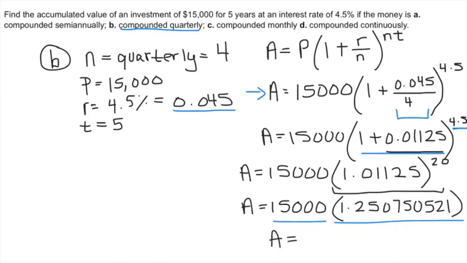And we get A equals 18,761.25781. And since this is a monetary value, I want to round to the nearest cent, which is the second decimal place. So here I have a 5, but since the number next to the 5 is a 7, I'm going to round that 5 up to a 6. So my final rounded answer is $18,761.26.